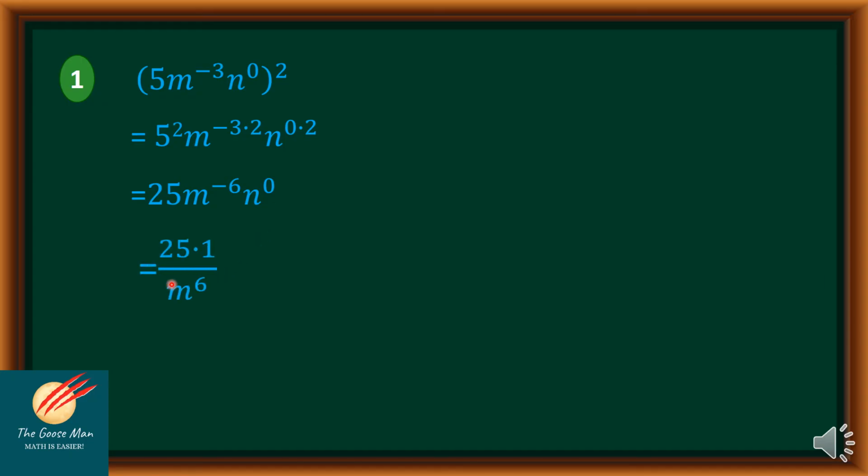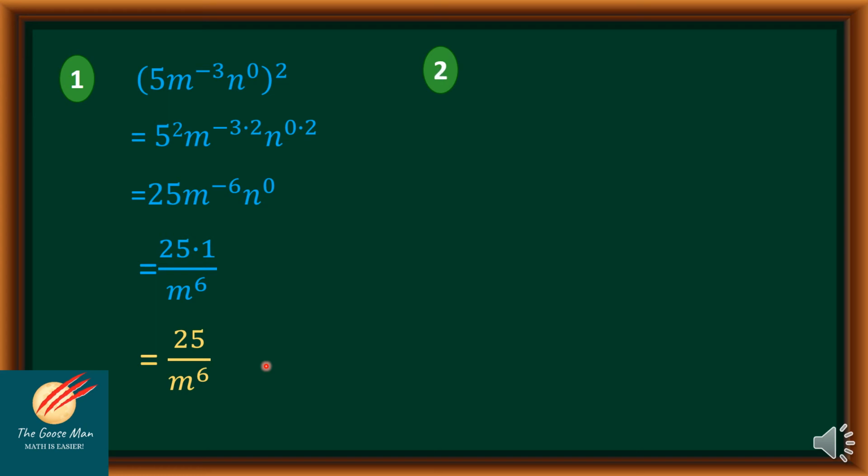Simplifying it further, I have 25. But take note that n raised to 0 is equal to 1. Then to make this m raised to negative 6 positive, I'll put it in the denominator. So therefore, I have 25 times 1, which is equal to 25 all over m raised to 6.